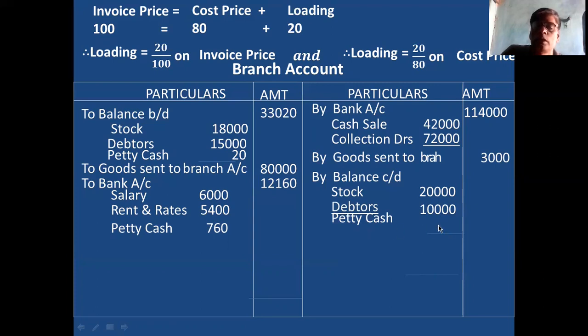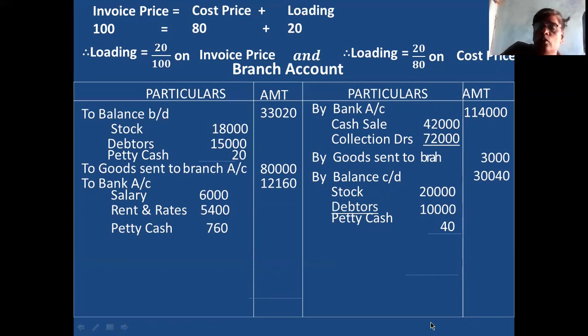Then you take the petty cash balance. Petty cash balance in the problem is 40 rupees. You take the 40 rupees and take the total of this: 30,040. 30,040 is the closing balance. The 3 items of the credit side are completed.